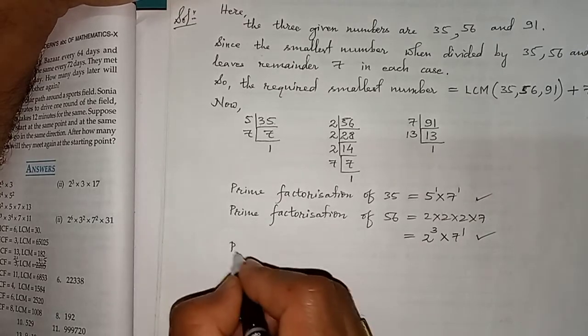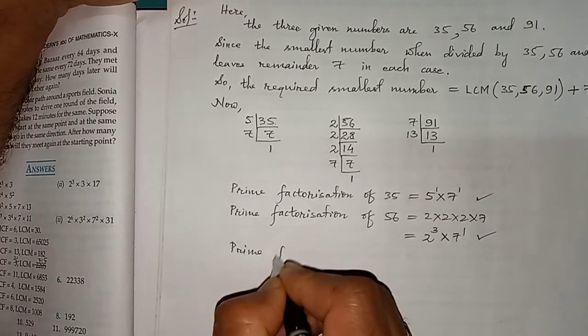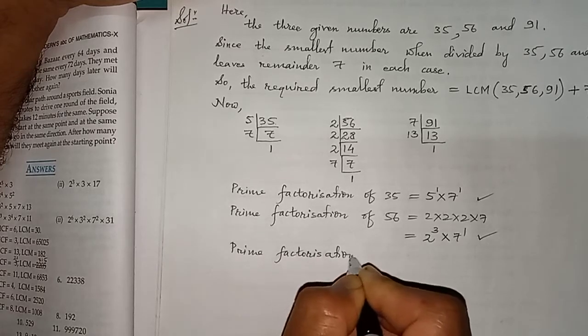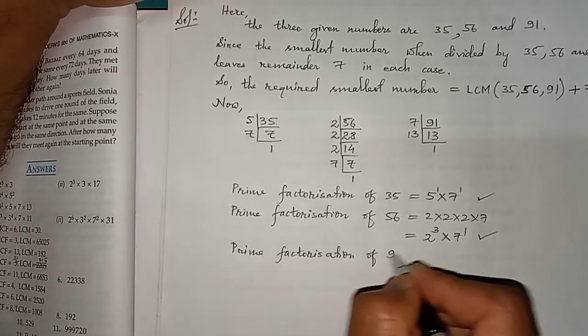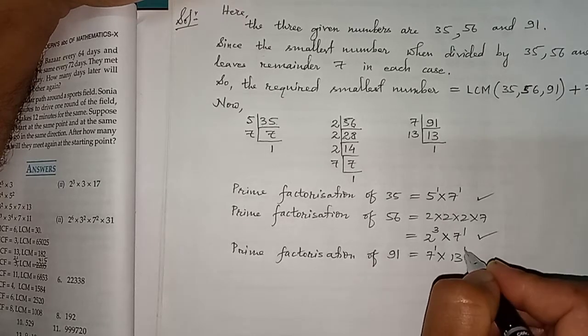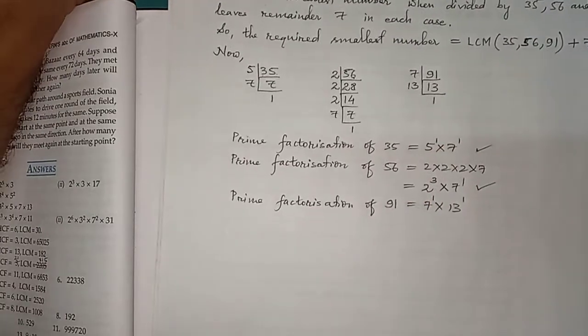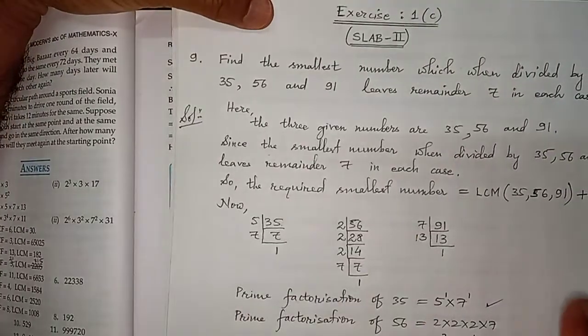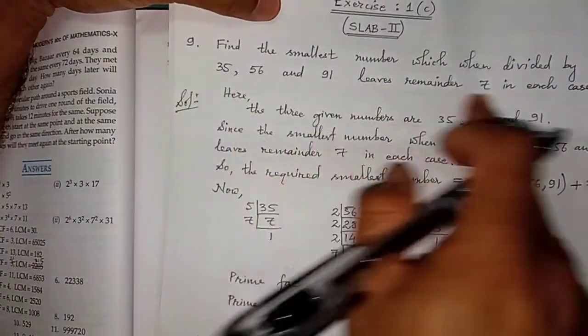Now we'll write prime factorization of 91. So we got 7 into 13. 7 1 time and 13 1 time only. Okay, so we have done prime factorization. But in this question, we are not asked to find HCF. No need to find HCF. In this question we do something with LCM.